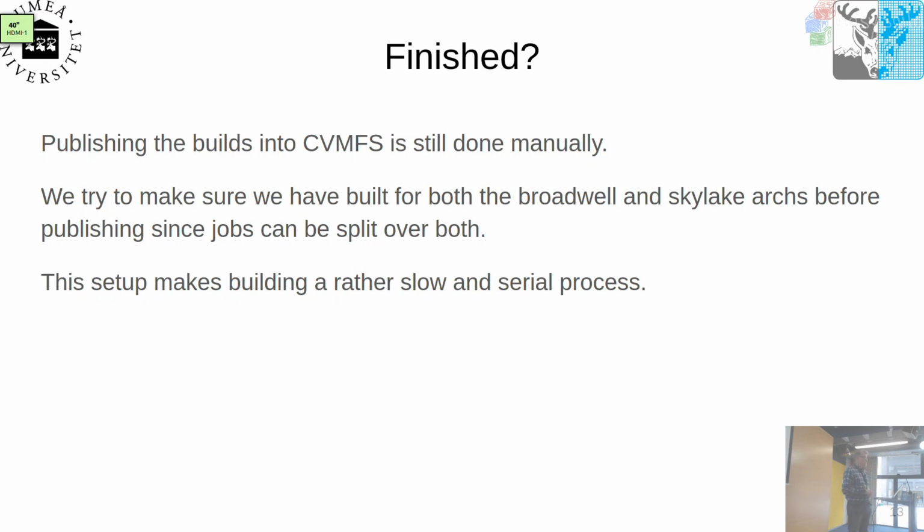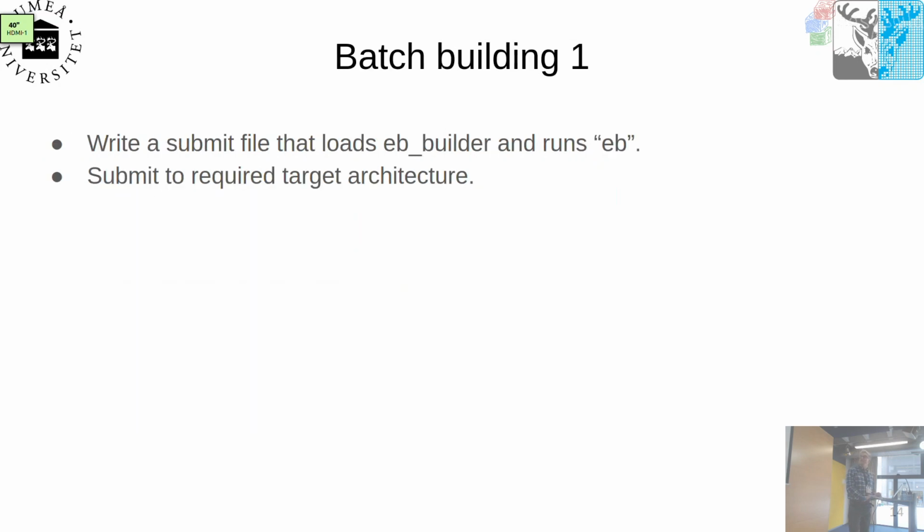So doing it that way, still slow, serial. We want to use the batch system to do this. So basically, if you just make a simple submit file that loads the EasyBuild wrapper module, we can submit jobs to whatever architecture we want, and it builds for the correct architecture, quickly, cleanly, good.